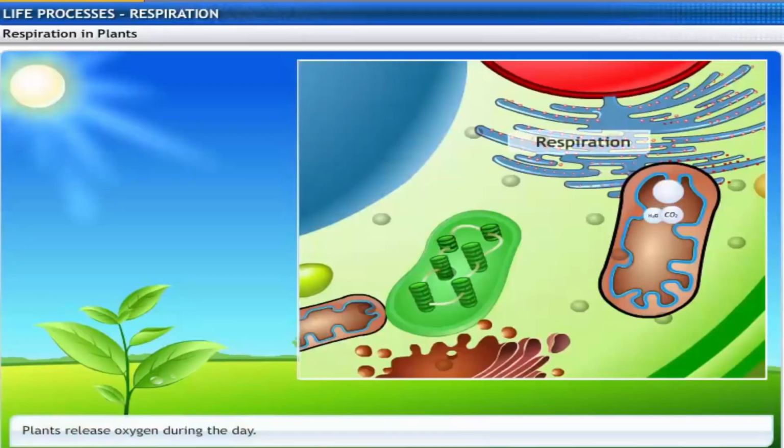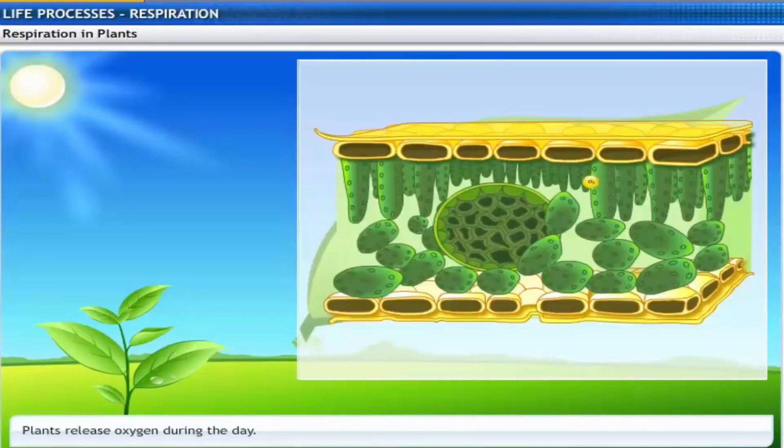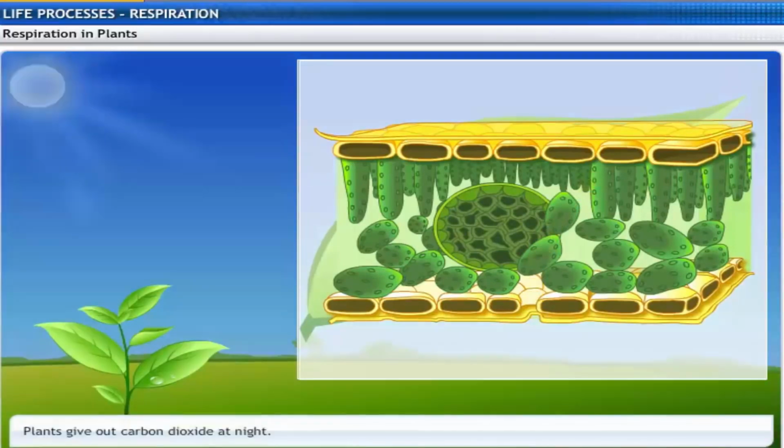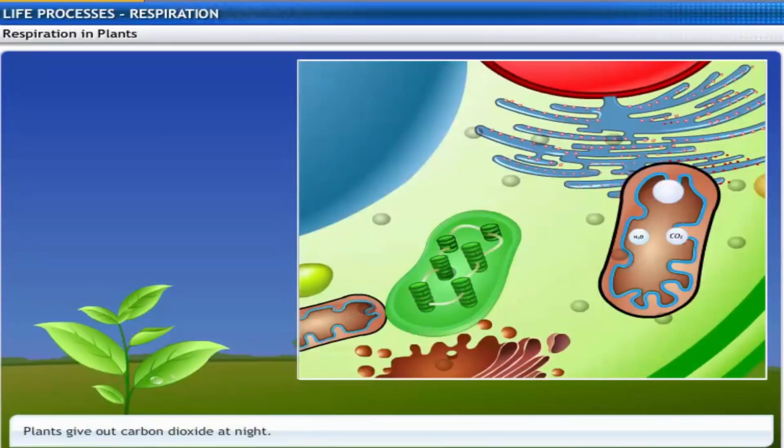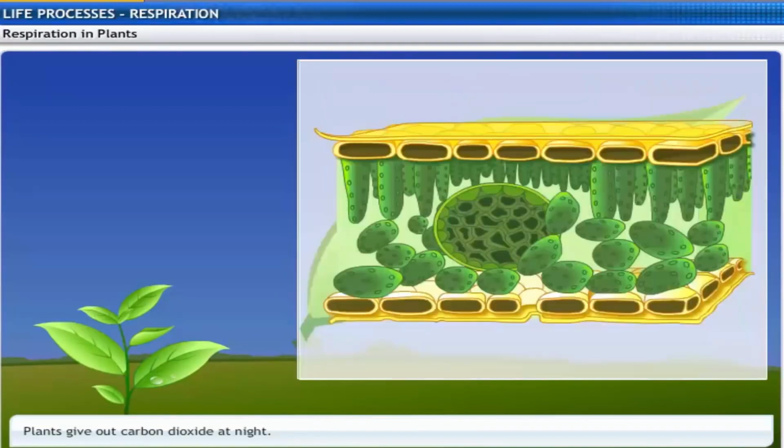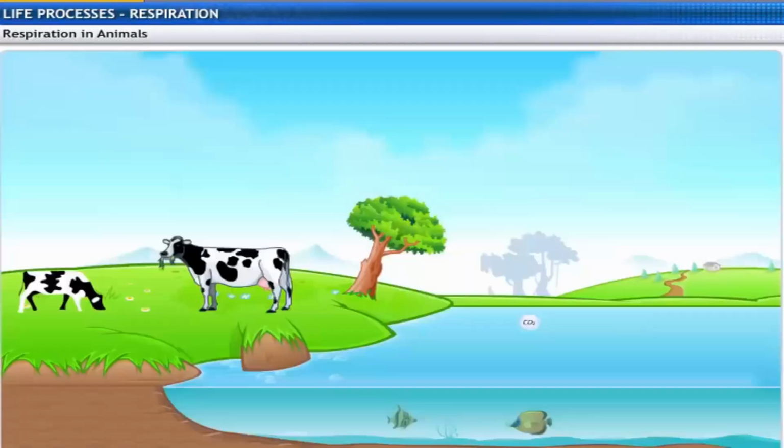During the day, carbon dioxide generated during respiration is used up for photosynthesis. Therefore, carbon dioxide is not released. Instead, oxygen is released as a result of photosynthesis. At night, photosynthesis does not occur, but respiration continues. Therefore, only carbon dioxide is released.